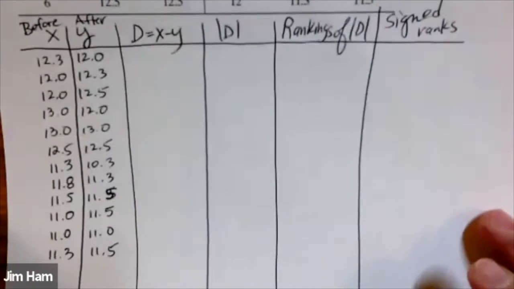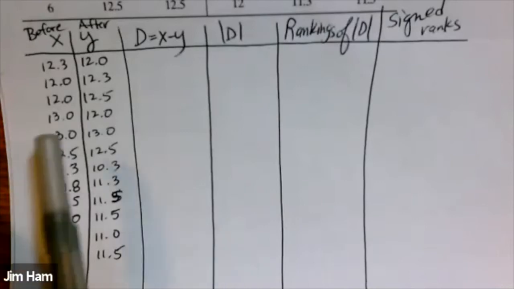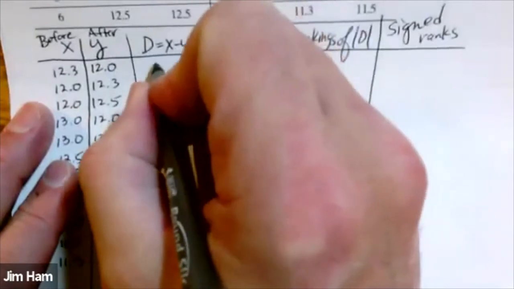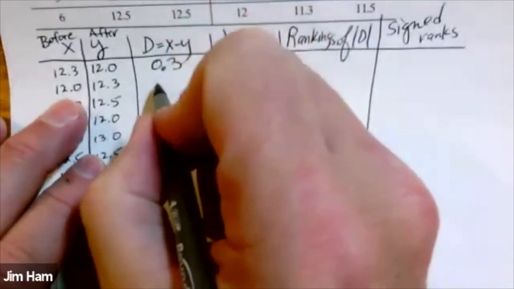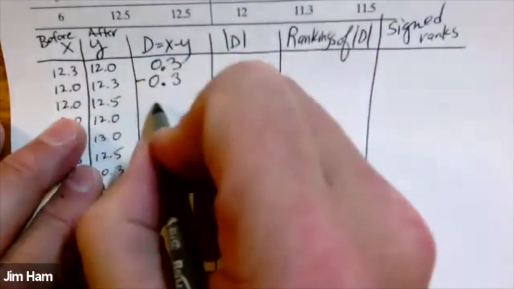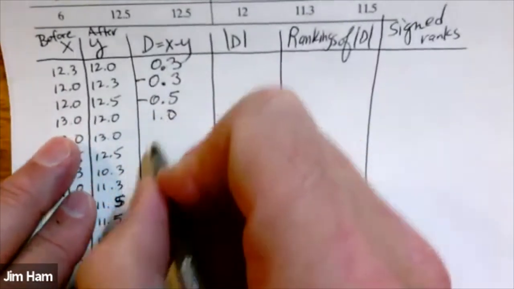All right, so I'm just going to go down to this table now and complete the rankings. These are relatively close numbers, so the differences will be pretty easy to calculate. But if you want, you can dump the x's into L1 and the y's into L2 and then subtract L1 minus L2. So this number minus this one, it's 0.3. And this one, this minus this is negative 0.3. Negative 0.5. This one is 1.0, 13 minus 12.